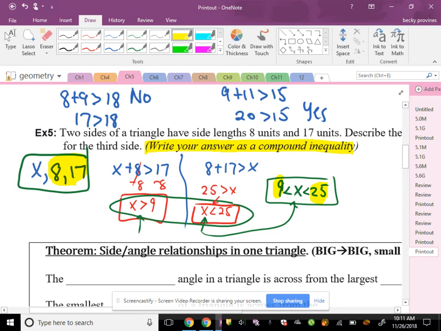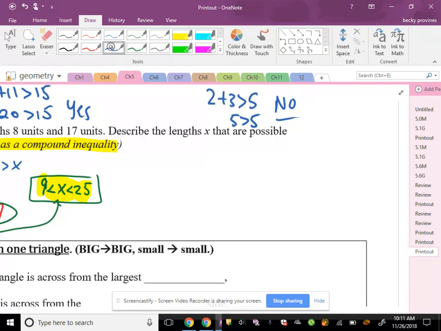Now, what goes in the middle is always the same. You're always going to put the same thing in the middle. It's less than x less than, and you're finished. So this is actually very easy to do. And this, I'm just going to do a little side example.